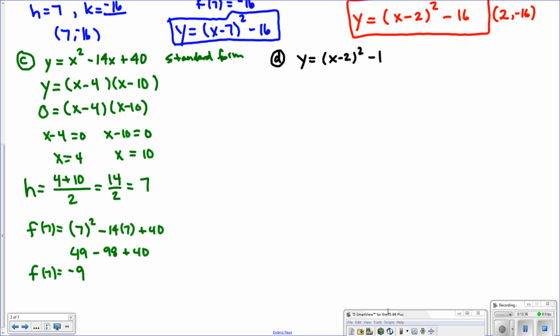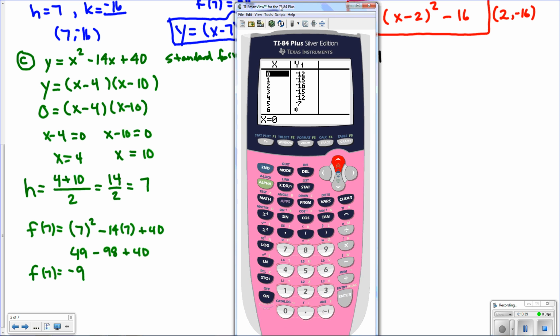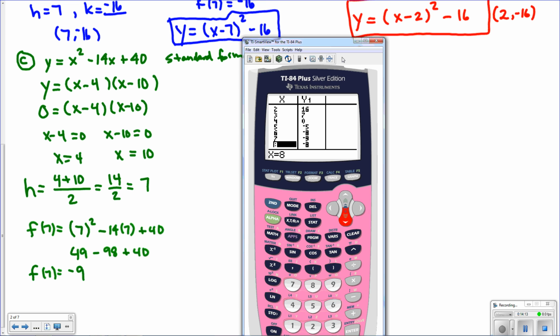So let's graph this one real quick, see if we get the same thing. X squared minus 14x plus 40. And it looks like we're at 1, 2, 3, 4, 5, 6, 7. And then we're going down 9. Looks good. Let's just look at our table. And you see we're at 7, negative 9 is the vertex point there, so that's good.